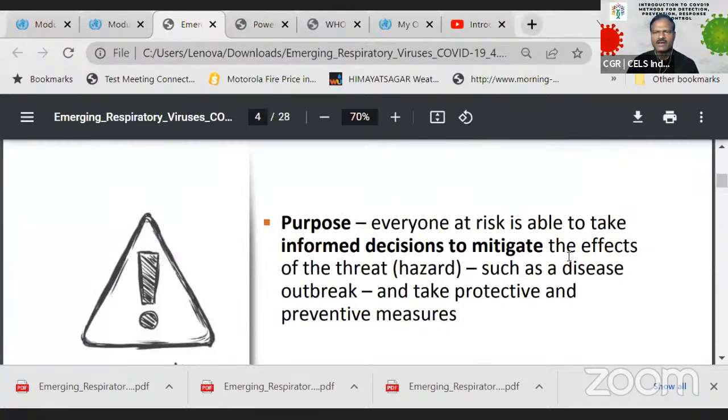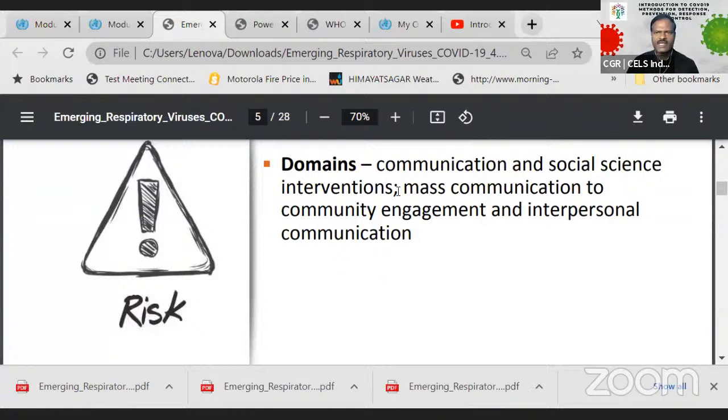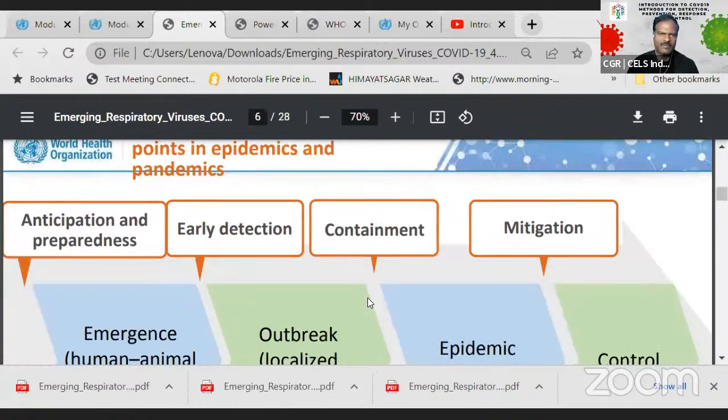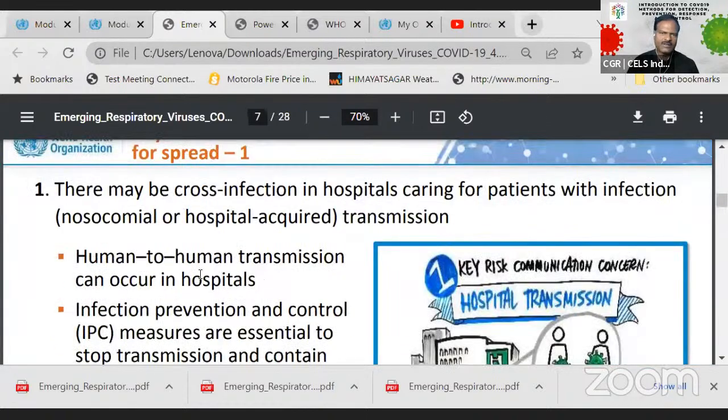So everyone is at risk and informed decision making to mitigate the effects is required. Domains: communication and social science intervention, mass communication, community engagement, and interpersonal communication, all are required. So we require communication at all levels, whether it is the preparedness level, early detection level, containment level, or mitigation level. So we need scientific communication or real communication. There will be lots of fake news and other things.